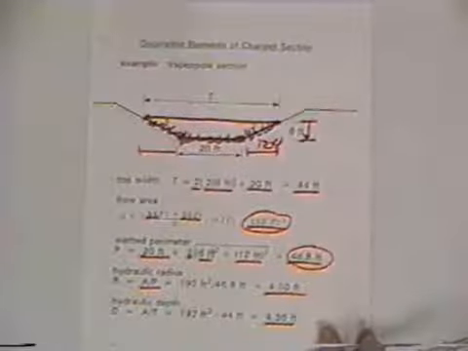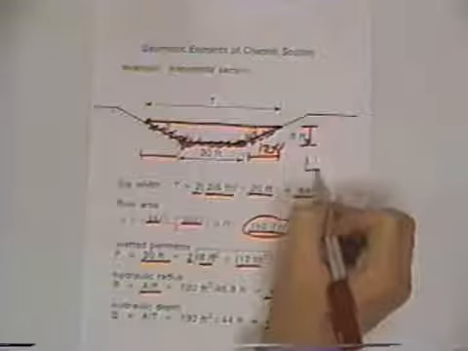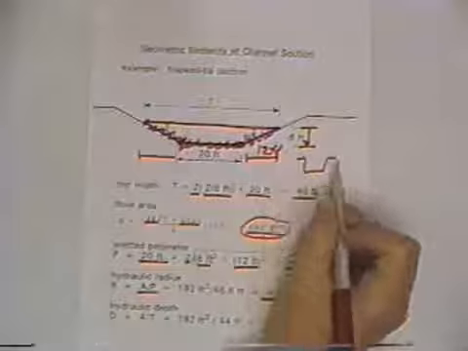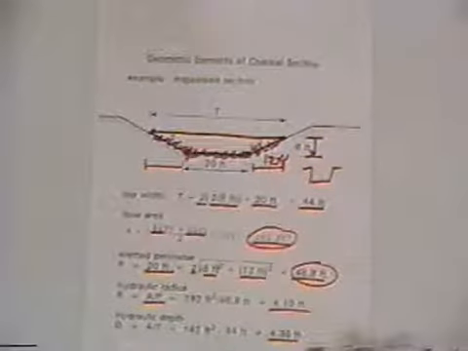So we know about this geometry, and you've got some examples in your manual that deal with trapezoids, and of course a rectangle you can do a lot quicker because the geometry is a little easier for a rectangle.